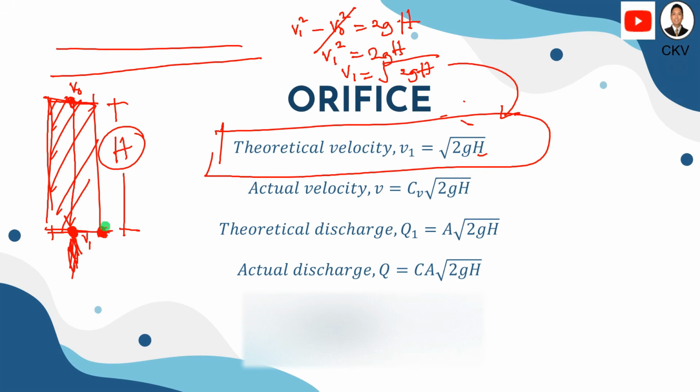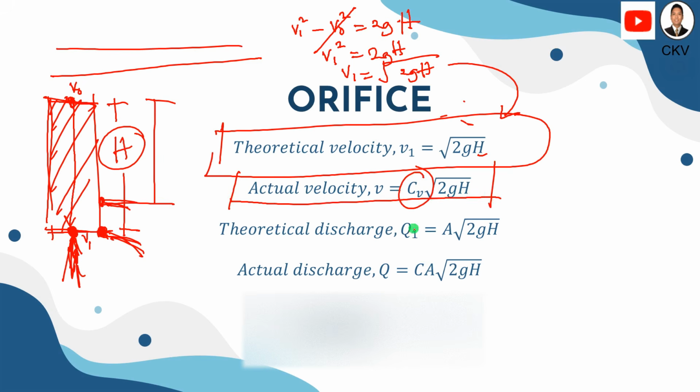The orifice can be placed at the bottom or on the side. If we are going to measure the head, it should be measured from that opening going upwards. For the actual velocity, just multiply the coefficient of velocity to this theoretical velocity.